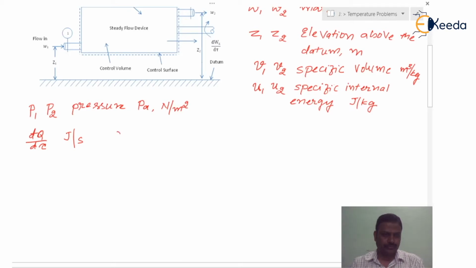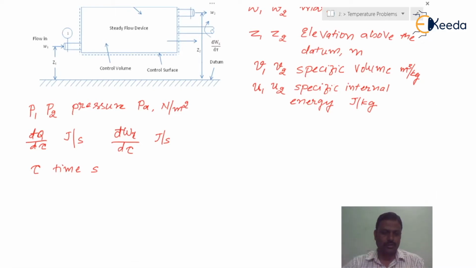Then we have dwx divided by d tau. It's a net rate of work transfer across the control surface, excluding the flow work at inlet and exit, and has a unit of joules per second, and tau is the time in second. Subscript 1 and 2 refer to inlet and exit of the control volume.